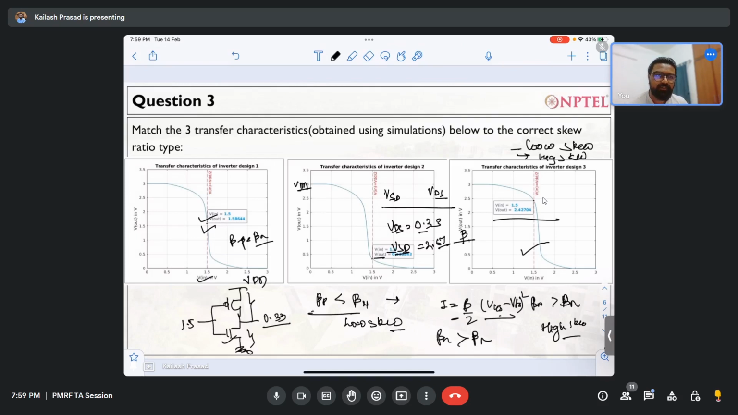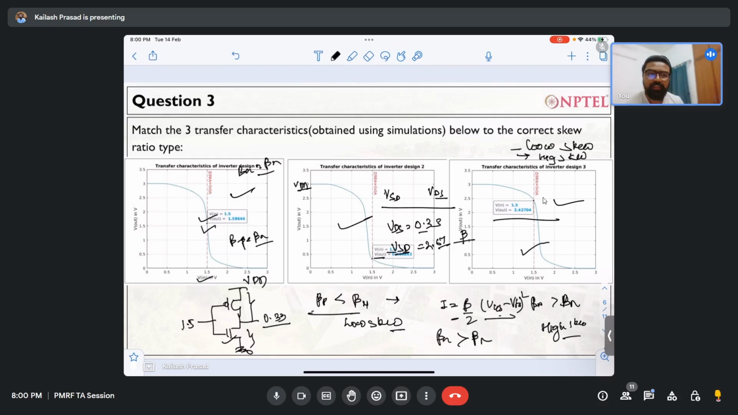Solving this kind of question by remembering is one job. But when you want to be a good designer, you should understand that by changing what I get a low skew, and by changing what I get a high skew. Ideally, in all the circuits we want beta n by beta p to be 1, so beta n should be equal to beta p. But there are various applications where you might want a low skew and high skew inverter. If you don't understand which parameter to change to make your transistor low skew or high skew, you won't be able to design the circuit properly.